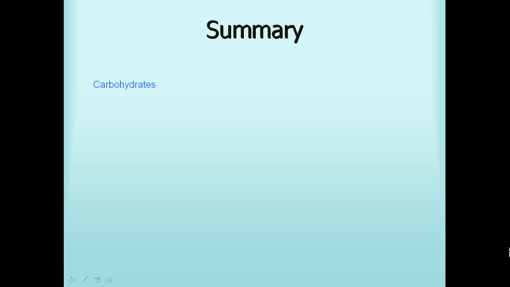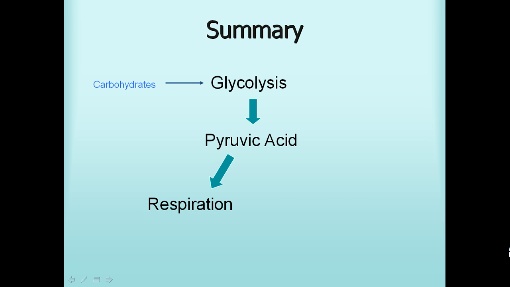In summary, carbohydrates go through glycolysis to create pyruvic acid. This pyruvic acid will then either go through respiration or fermentation. Respiration is the aerobic process, meaning oxygen is needed for this to run properly, and fermentation is an anaerobic process, meaning that there is no oxygen available.